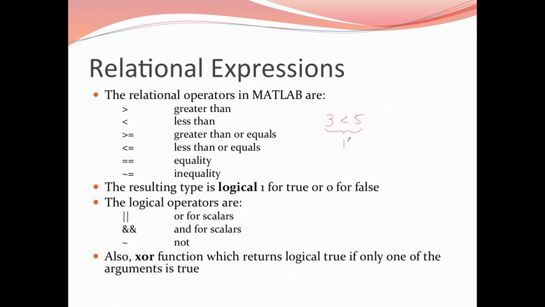We also have logical operators that relate two of these relational expressions. We have the OR operator, which is two vertical lines in a row. We have the AND operator, which is two ampersand or AND symbols in a row. And the NOT operator is, again, the tilde. There's also an exclusive OR function. You pass to it two of these relational expressions, and it will return logical true if one and only one of the arguments is true.